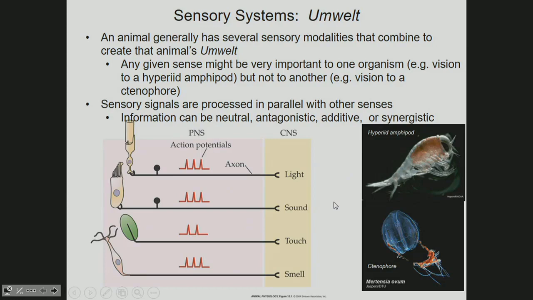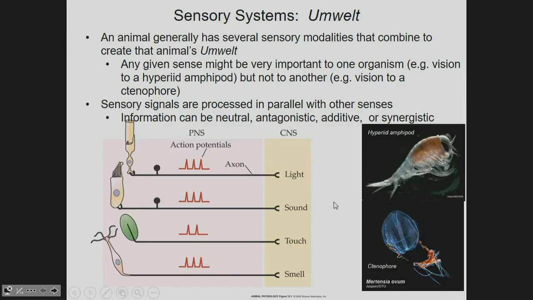So I say here that any given sense may be important to an organism, whether it's vision to a Hyperion amphipod, which is down here with these massive eyes, or not, as with this ctenophore, which doesn't have any vision. You can scale this down to anything you want to talk about, microbes, fungi, whatever it is. There's some perceptive piece, and there could be a biochemical response, a movement response, or some other physiological response. But there's still some perceptive sphere around the organism. It may be that one sensory modality is involved, or maybe not. It just depends on the organism. Not everything is the same.